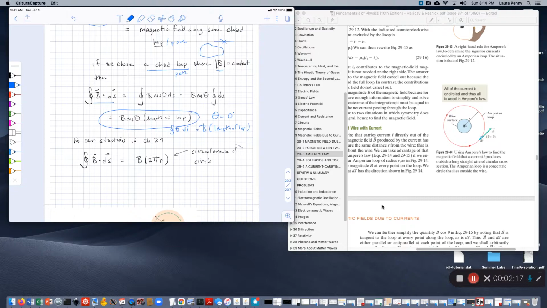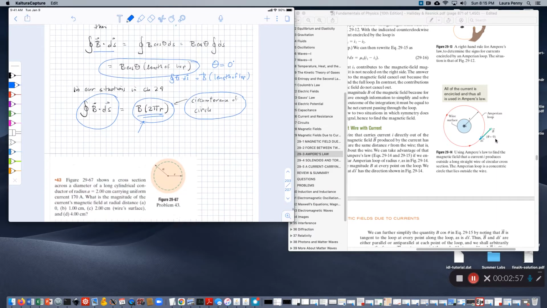And I think in almost all of our situations, the actual length is just going to be the circumference of a circle. Our loop is going to be a circle, like here. So here's our Amperian loop. It's got a length, which is 2 pi r, and the magnetic field and the ds vector are aligned, and so our theta is 0. And so this integral just becomes this. So don't freak out by seeing this nasty looking thing. It just means this, B times the circumference of a circle.